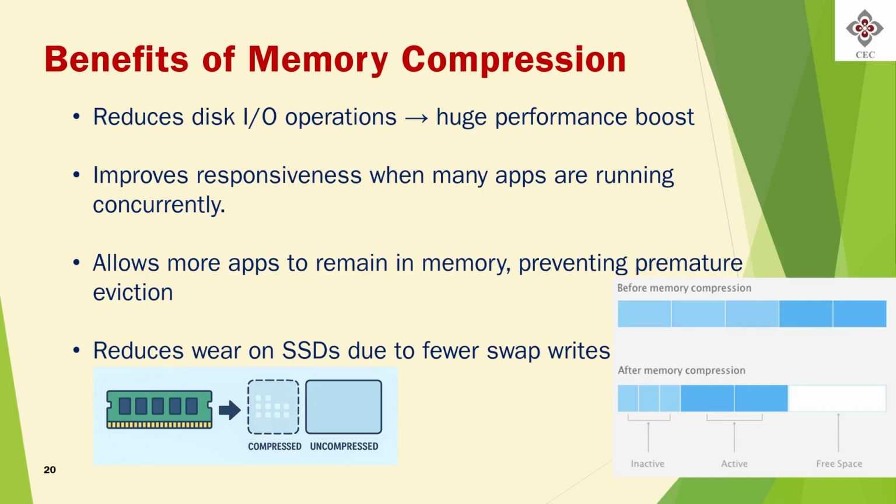It reduces wear and tear on SSDs due to fewer swap writes. If you keep on writing and reading from the disk, wear and tear will happen in the disk, since it is a solid state drive. To avoid such frequent writing, this technique helps by storing that in the memory itself. The diagram shows that before memory compression it looks like a larger scale storage, and after that it becomes small. The inactive portion is compressed and stored in lesser space, the active portion is retained as it is, and the free space is left free. Before memory compression it occupies fully, but after compression we are left with some free space.